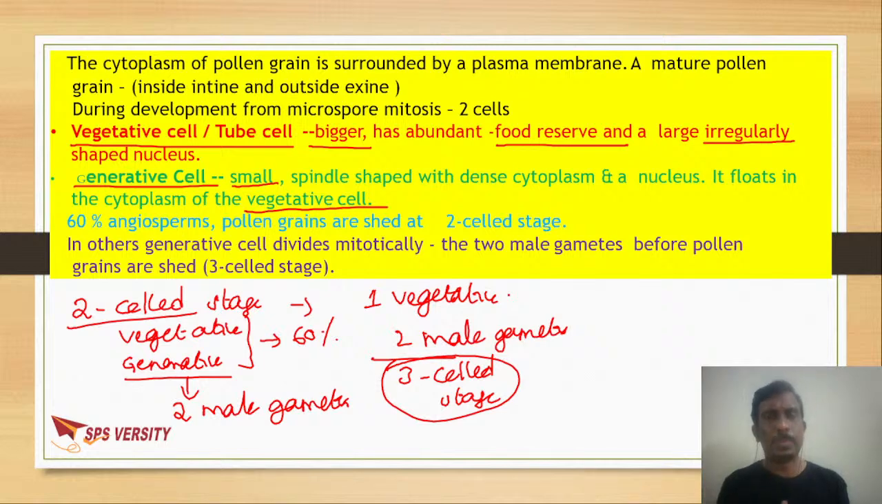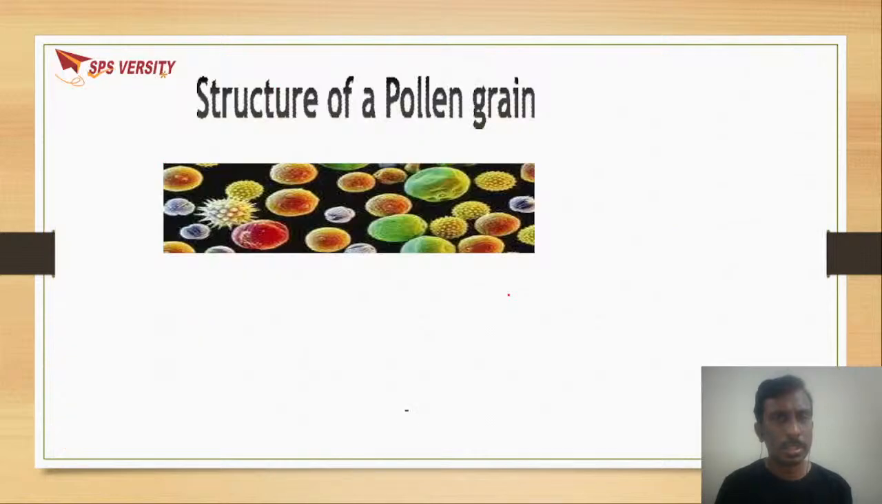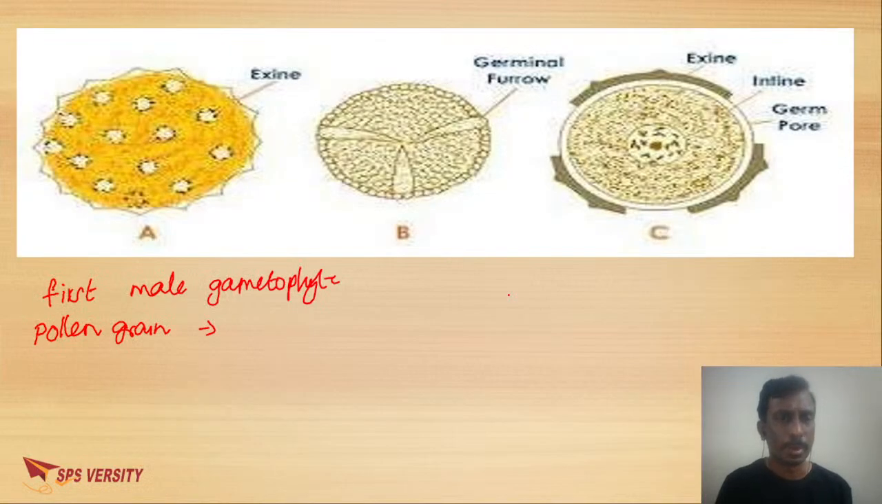So what are the layers present in a pollen grain? That is exine and intine. Exine is very hard, which is made up of sporopollenin. So these are the numericals you should remember in the androecium part.